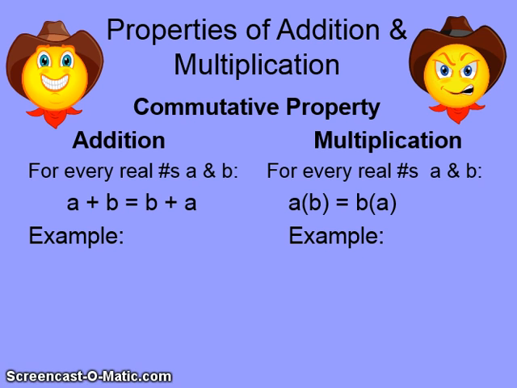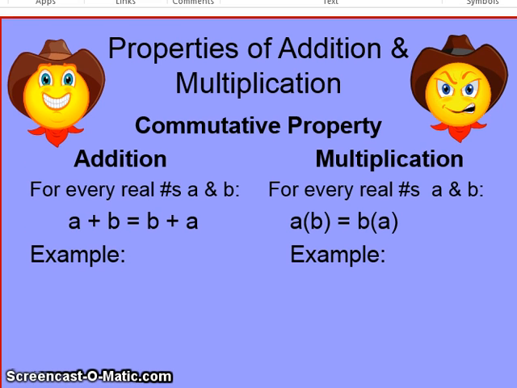Then there's the commutative property. The commutative property for addition says that for every real numbers a and b, a plus b equals b plus a. This means that the order of the numbers does not matter in addition-only problems. For example, if I pick two real numbers, say 1 and 2, I can say that 1 plus 2 is the same as 2 plus 1.